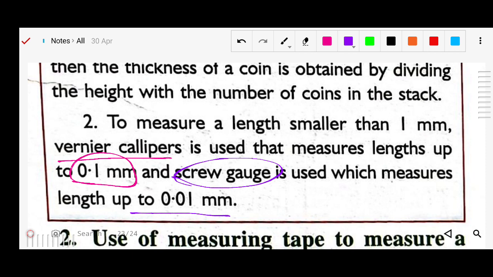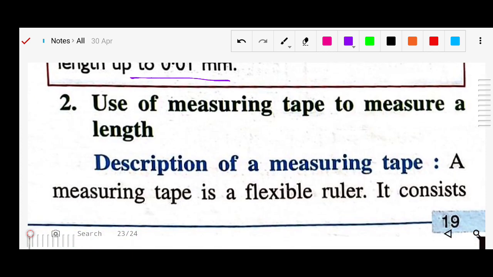Now today we'll see the other part, which is the use of the measuring tape to measure length. The first device we used, the meter rule, is the plastic one. Now we are using the tape, and what is the benefit? It is a flexible ruler. Flexible means we can bend it. With a plastic scale, can you bend that? Can you measure a curved length? You cannot.